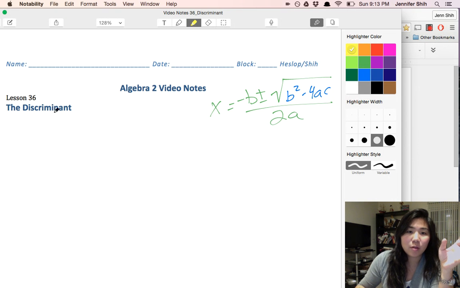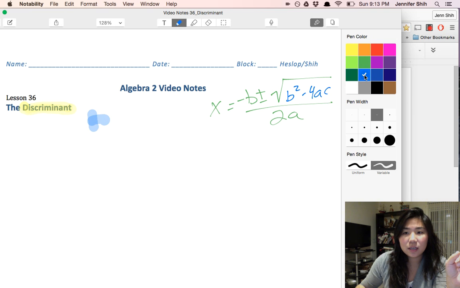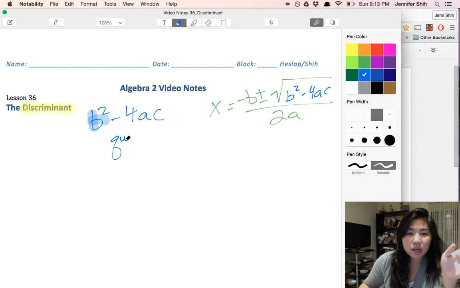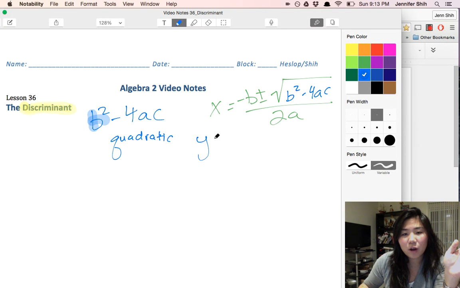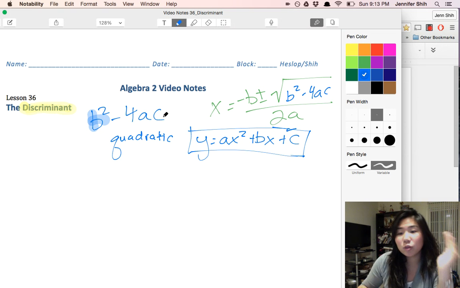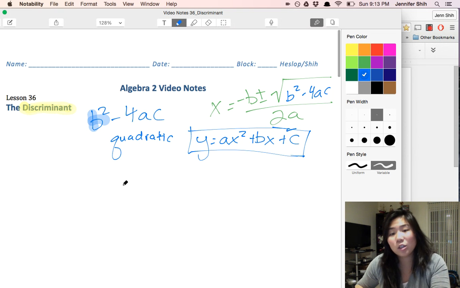So your main vocabulary word for this video, one of them, is the discriminant. The discriminant is what is underneath the square root, and that is b squared minus 4ac. This is when we're talking about a quadratic in the form y is equal to ax squared plus bx plus c. So we've been dealing with this equation for our entire year, and now we're going to talk about a really special part of the quadratic formula called the discriminant.